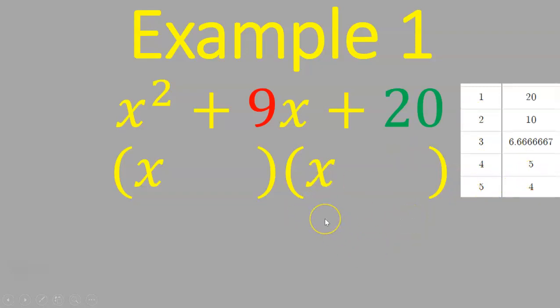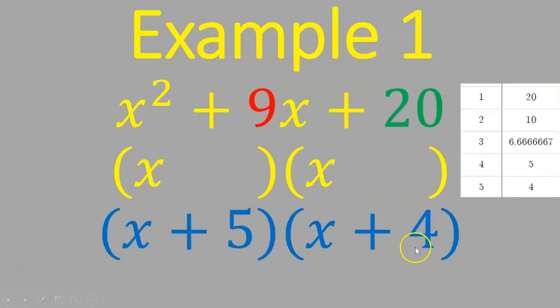Now, a couple issues here. I'm going to go ahead and present the answer. It's 5 times 4. 5 times 4 is 20. 5 plus 4 is 9. And you're generally not going to write this as a separate step. You're going to write it and then fill it in.